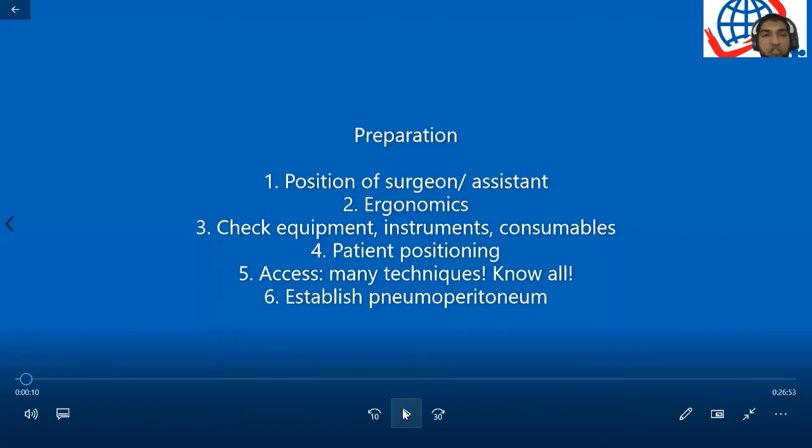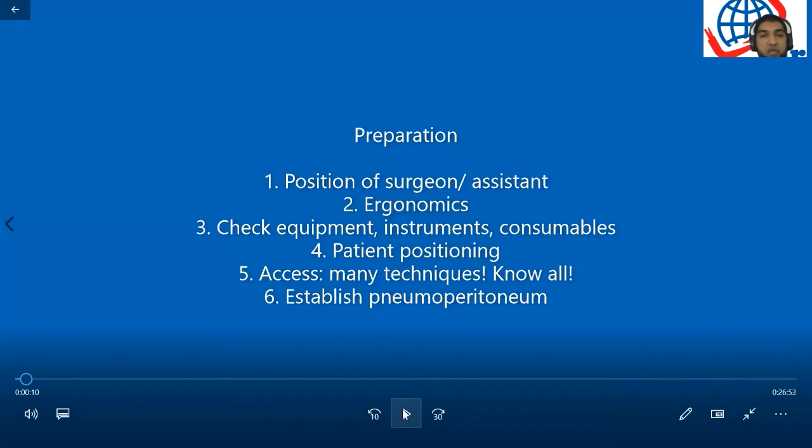You should make sure that you check all your equipment, instruments, and consumables prior to commencing the operation. I think all of you will agree that the most frustrating thing is to start an operation and find that you are lacking consumables or one of the instruments doesn't work, et cetera. It just wastes time in theater whilst the patient is under general anesthetic.